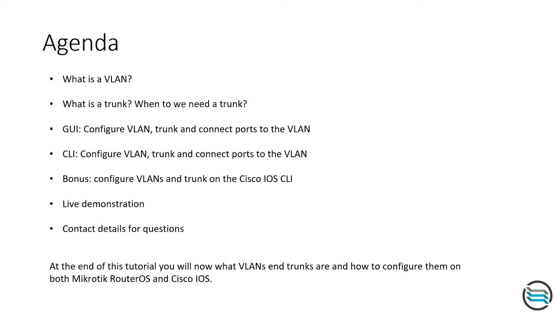If you would like a refresher, or if this is new, then stick with me and I will go into that. After discussing what a VLAN and a trunk is, we will go into a presentation on the GUI, where we will configure a VLAN, a trunk, and connect ports to the VLAN through Winbox. We will do the same in the CLI. And as a bonus, I will show you how to configure VLANs and trunks on a Cisco.